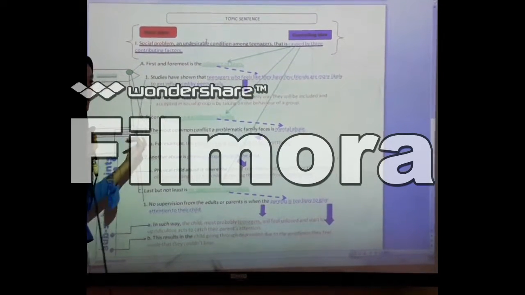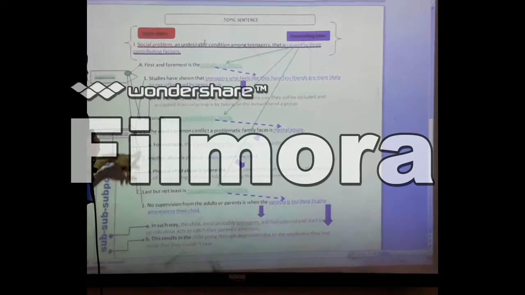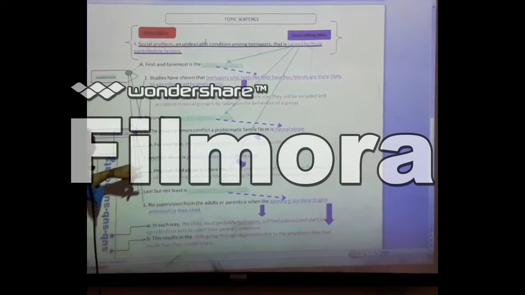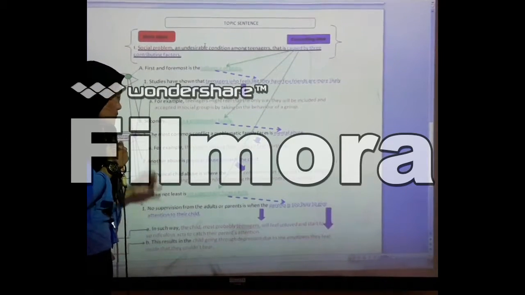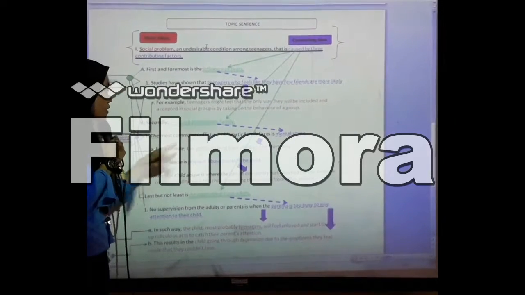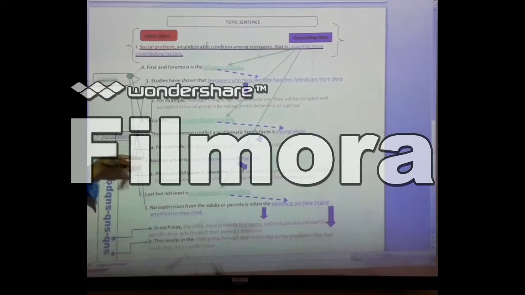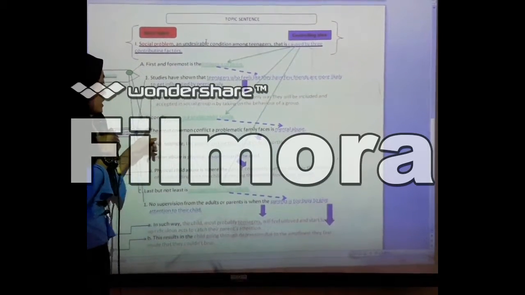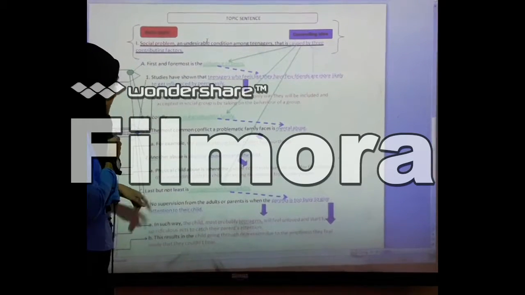Under subpoints, which is represented by uppercase B, under Arabic number 2, we have lowercase a, which is the subpoint. Here, I want to tell you that uppercase B lowercase a only supports the controlling idea above, Arabic number 2. It does not support Arabic number 1. Okay, the last subpoint that I have is uppercase C.